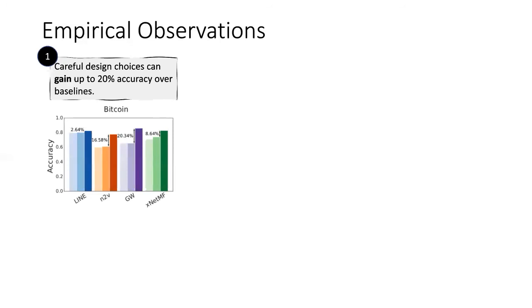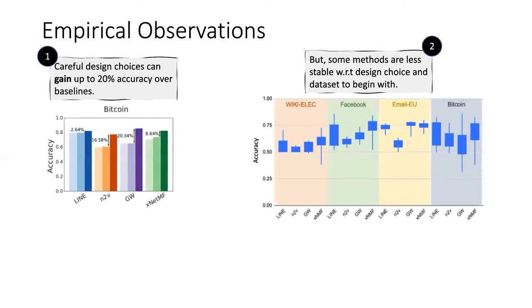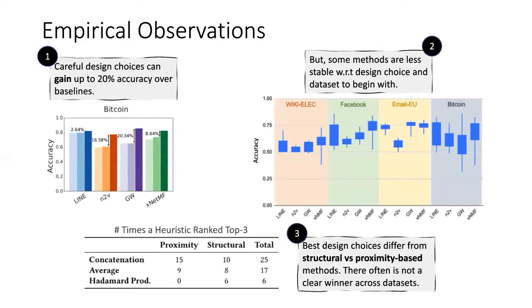Our results suggest that practitioners must be cautious when using embeddings. While good design choices lead to significant gains over baselines, some methods and datasets are more unstable to begin with. Additionally, we find that selecting design choices should be conditioned on whether a structural or proximity-based approach is used.